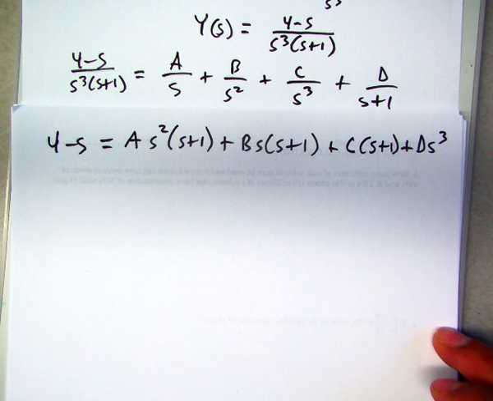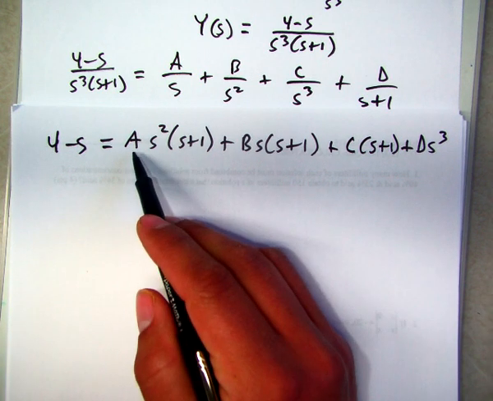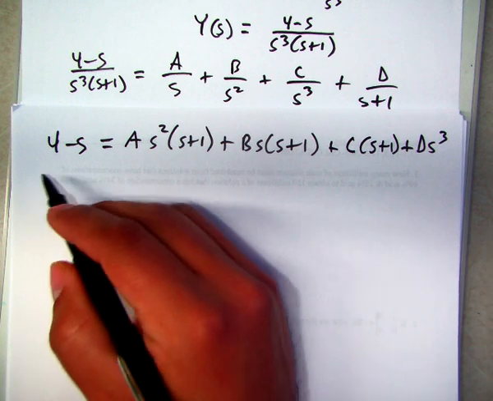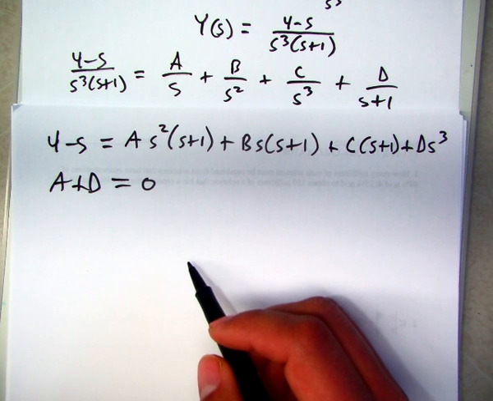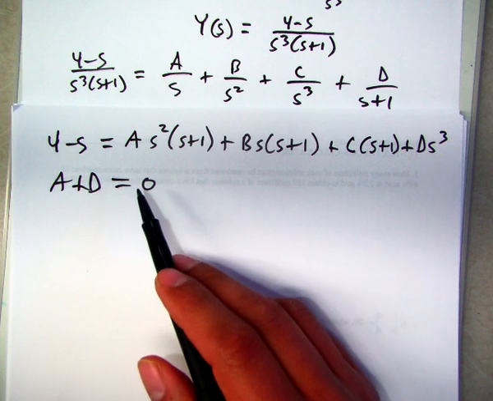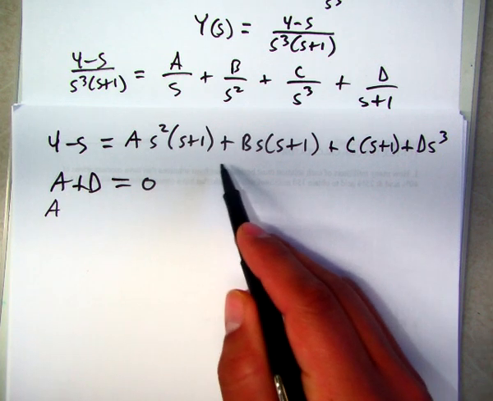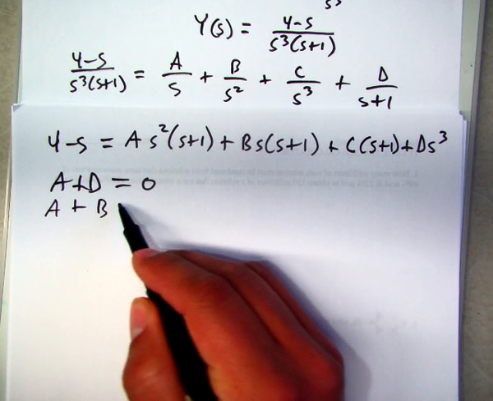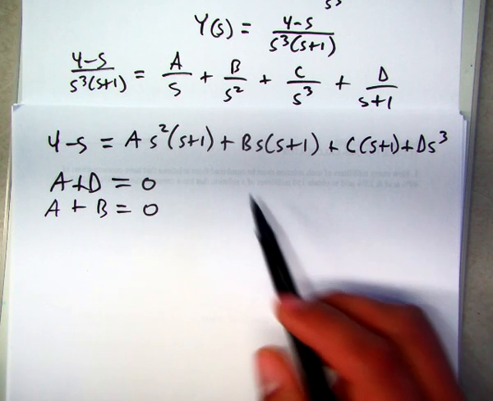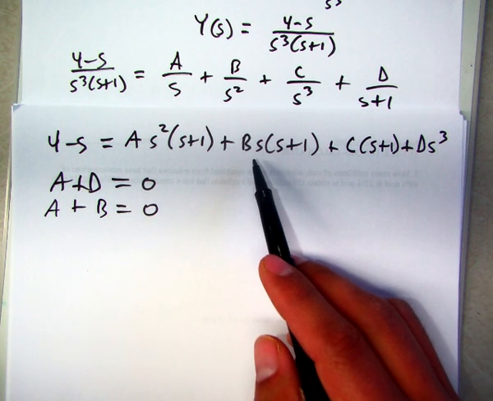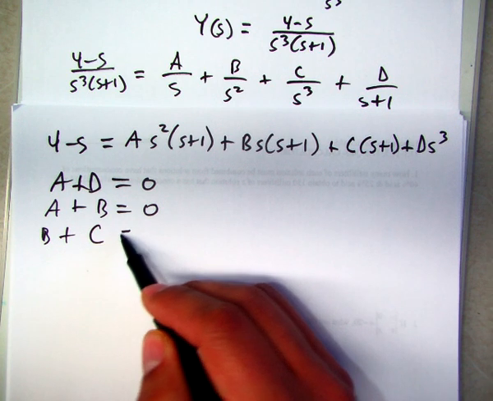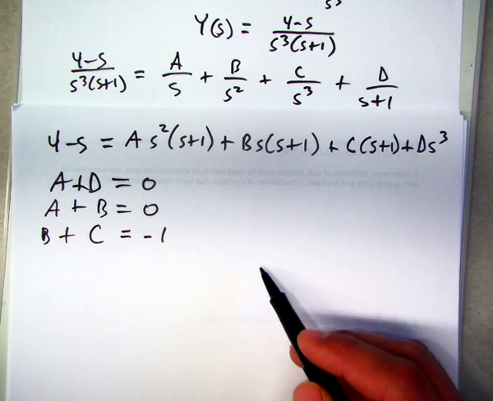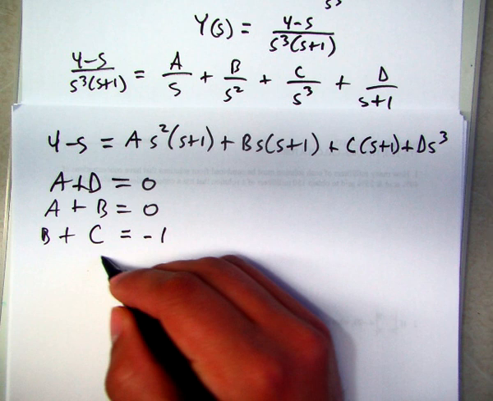So I'll start with the cubes. We have As cubed plus Ds cubed, so A plus D has to equal 0 since we don't have any cubes on the left. The square terms, we're going to have A plus B, and again that equals 0. The linear terms, we have B plus C, and that has to equal negative 1. And the only constant we have is C, so that equals 4.